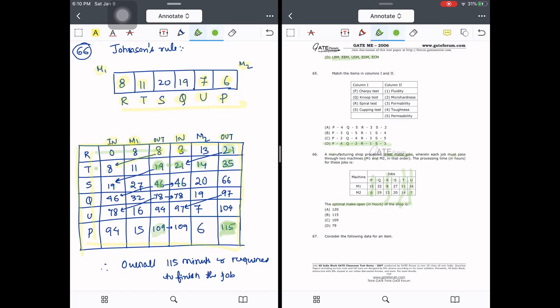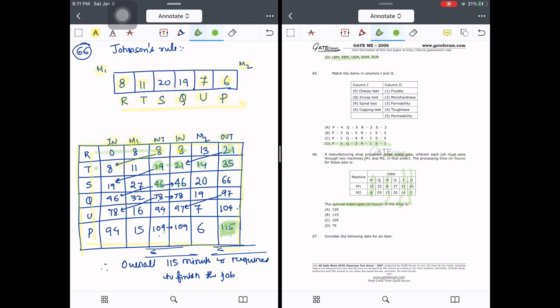If you calculate the machine hours, machine 1 took 109 hours to complete its job. However, machine 2 took 115 hours to complete. In order to calculate the span of each machine, you simply add these values. In order to get the value for machine 2, you just simply add it.